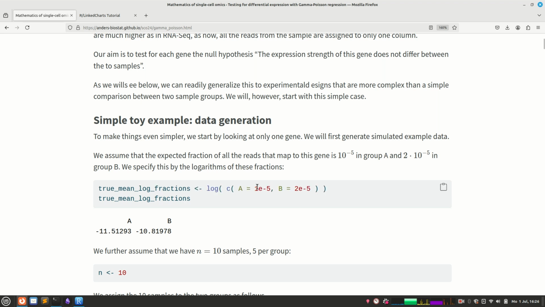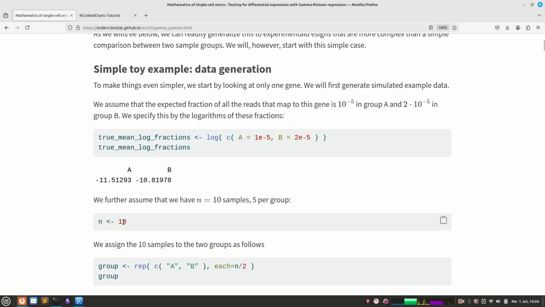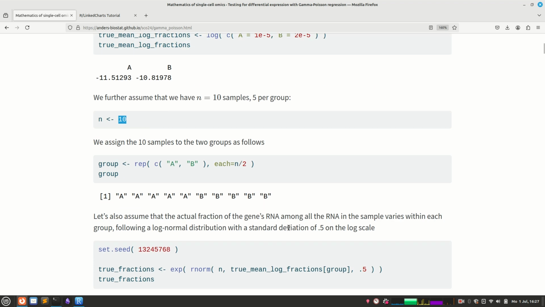And I say at the beginning it's 10 to the minus 5 and 2 times 10 to the minus 5. This is sort of the expression difference that I actually look at. The gene has an expression twice as strong in group B than in group A. And I take the logarithm and say this is the true mean log fraction. By log fraction I mean the logarithm of the fraction of all the reads which go onto that gene. So I assume we have 10 samples.